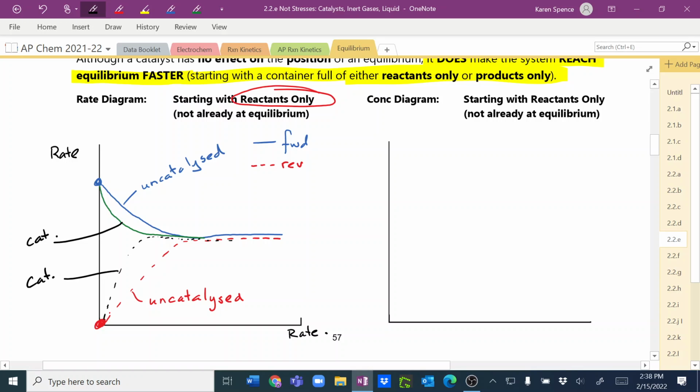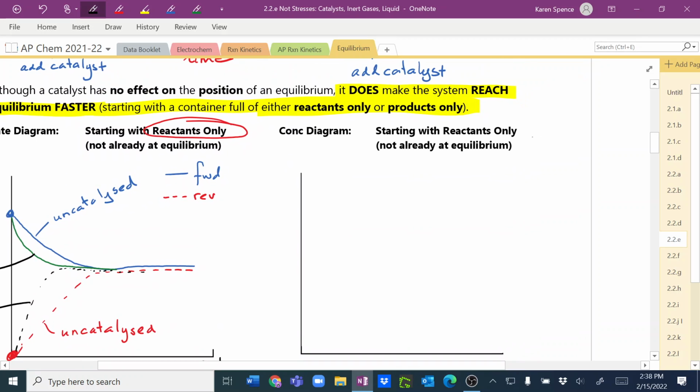Concentration diagram. Reactants and products, we got A in equilibrium with B. So if we started with reactants only, where should A be? High. And if we start with reactants only, where should B be? Low. Low or zero?